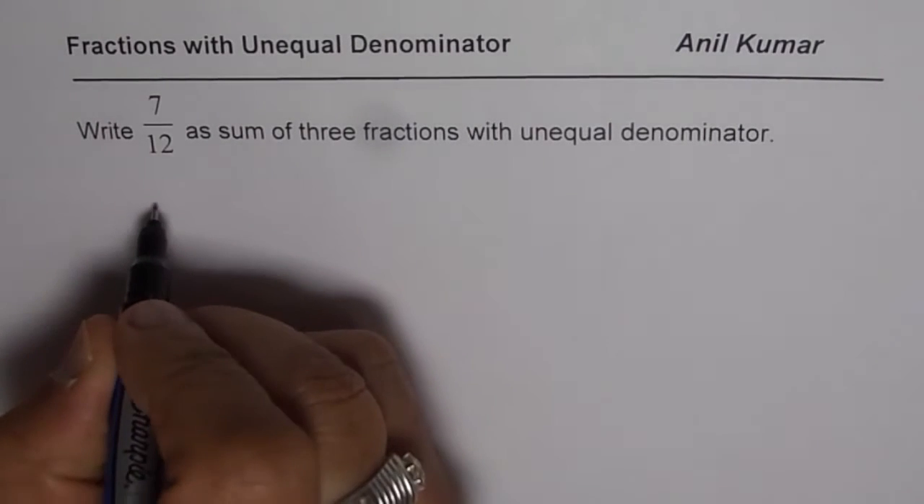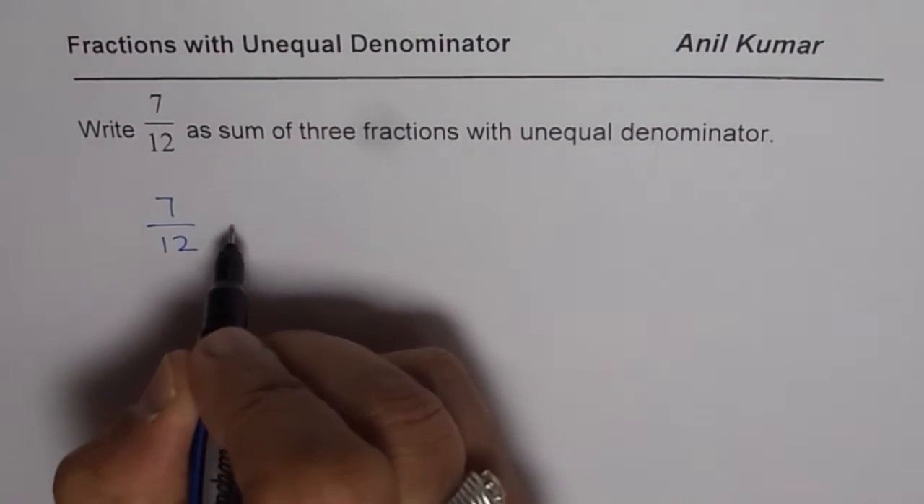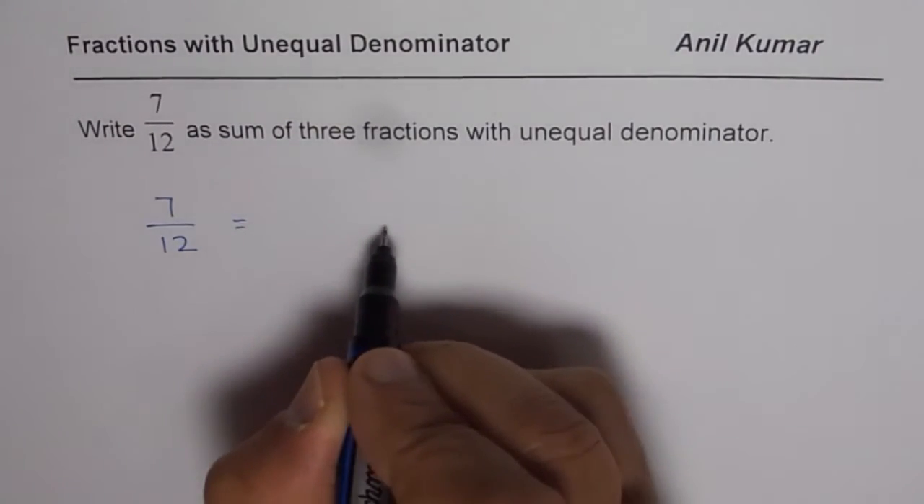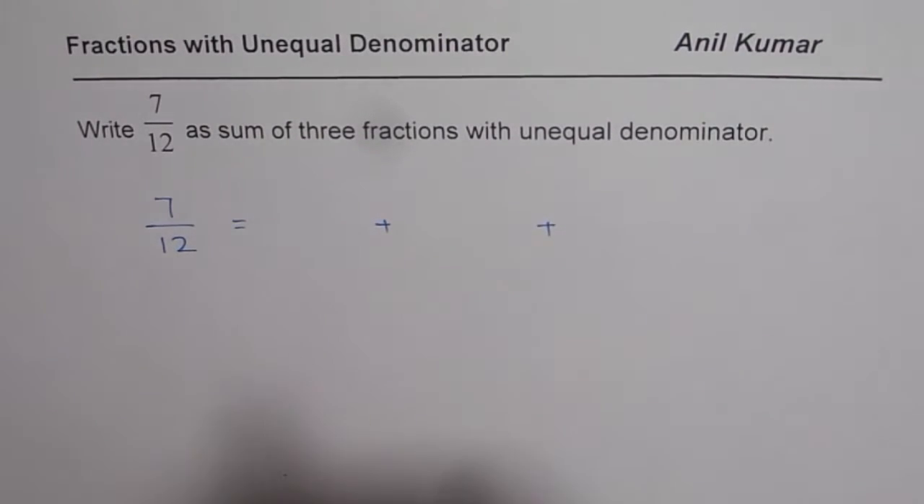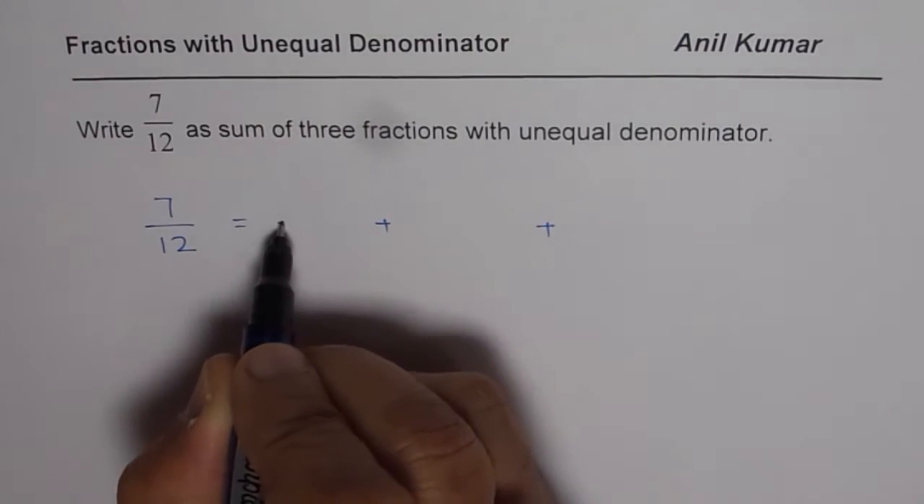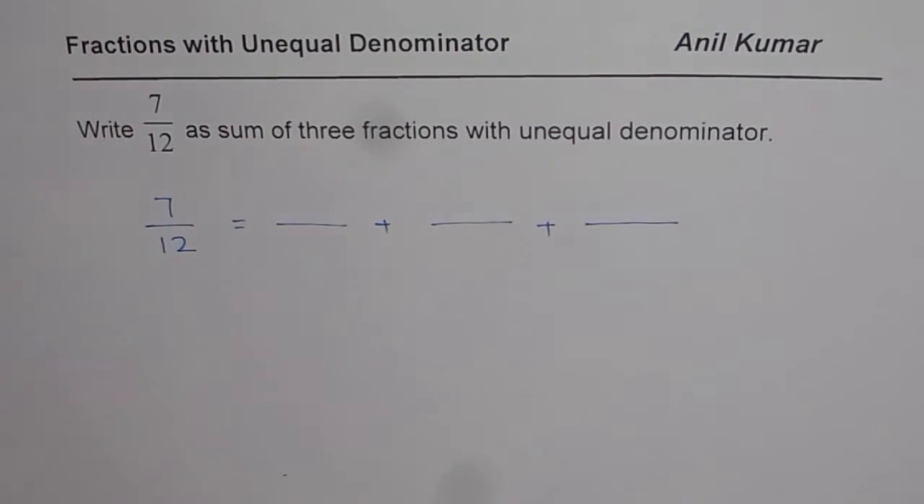So what I mean to say is that 7 over 12 should be written as a combination of three fractions, right? So plus something, and when you add these three fractions with different denominators, then you should get 7 over 12. So that is the question. How can you do it?